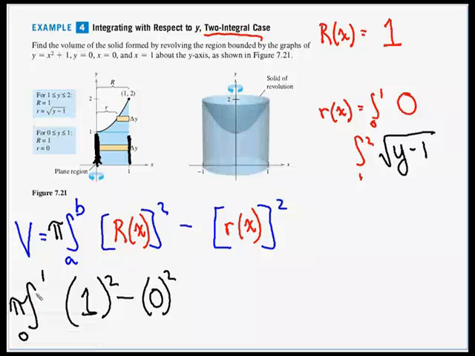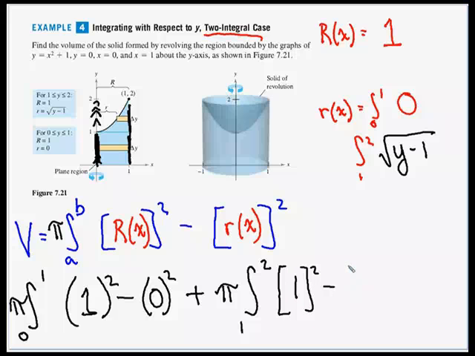So pi integral from 0 to 1 of upper radius minus lower radius. And then we're going to add to that our next integral, pi times the integral from 1 to 2. Here we are on the y-axis, we're at 1, so we're working our way up toward 2. Our upper radius is still 1, so capital R for here is still going to be 1 squared. And then we're going to minus the lower radius, also squared.